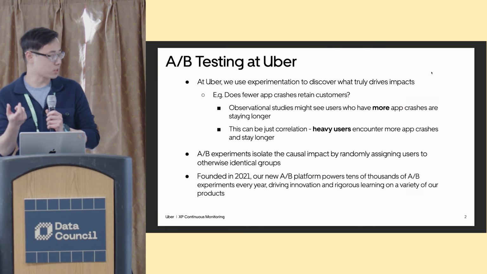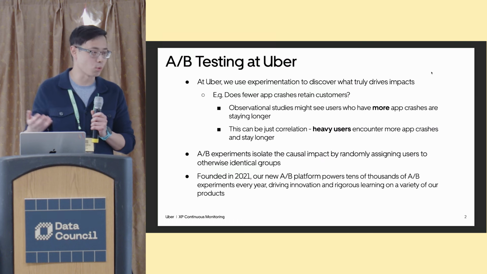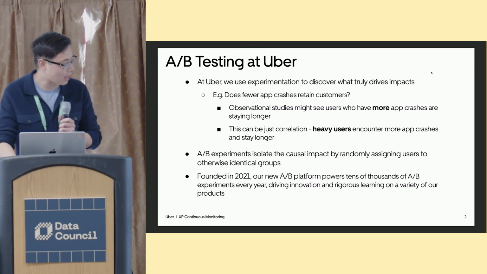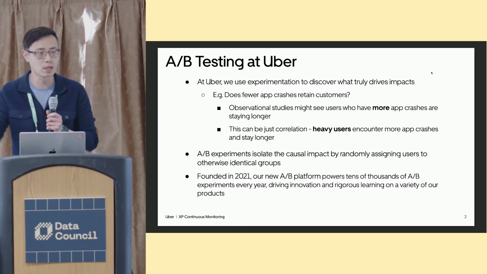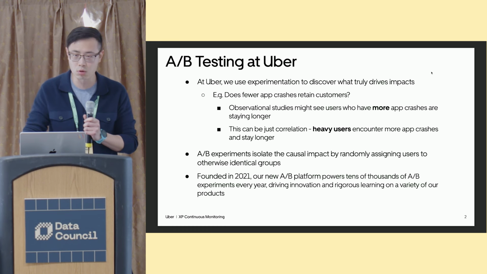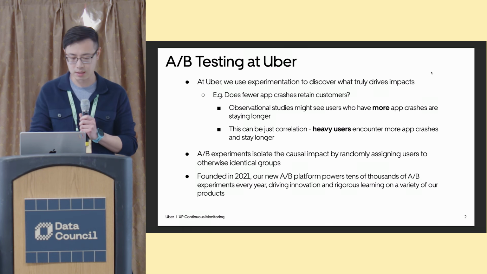So how do we establish the causal links here? We use experimentation. A/B experiment is probably one of the simplest but also powerful tools to do that. You select a target cohort, you randomly assign them into treatment control, which will be identical other than just the treatment you give them. And that's how you can isolate the causal impact.